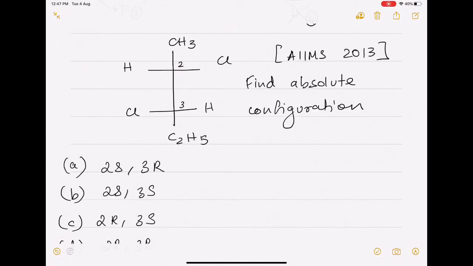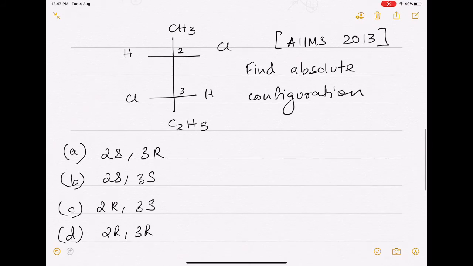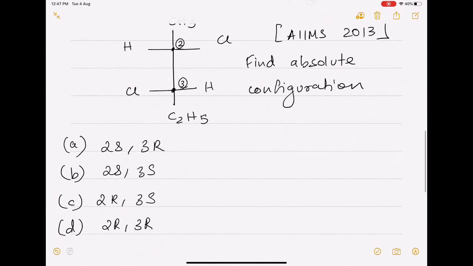Now let's do this example problem. Pause the video and try it. I hope you got the answer. If not, I'll solve it for you. This might look a bit confusing to people. What this 2 and 3 mean is that this is the second carbon and this is the third carbon. So we need to find the absolute configuration of the second carbon and third carbon and find the correct option.